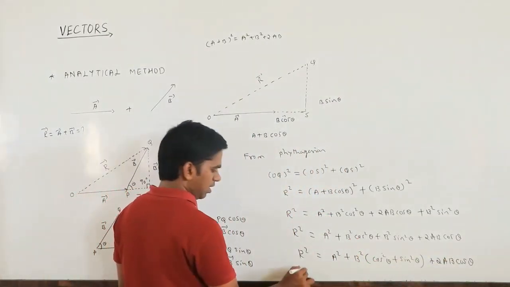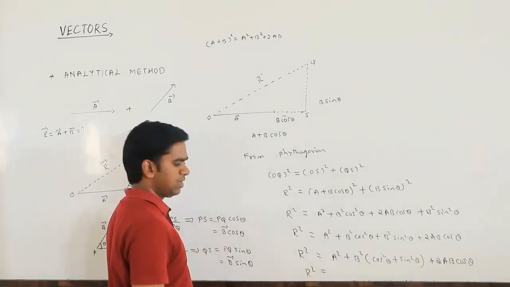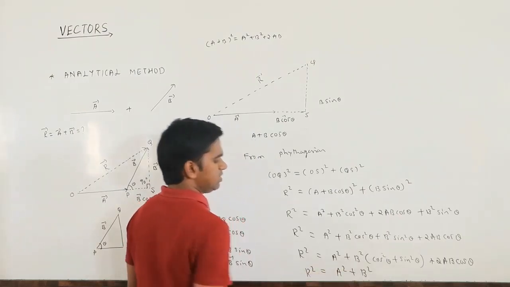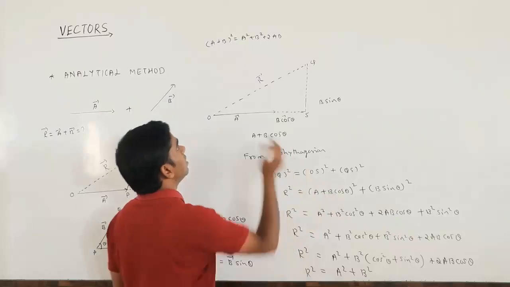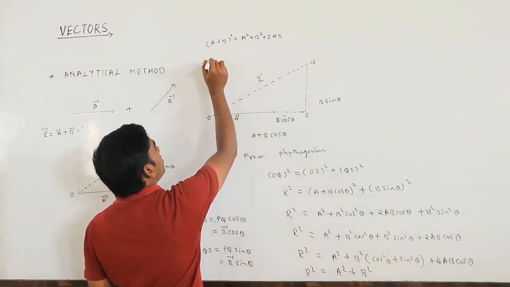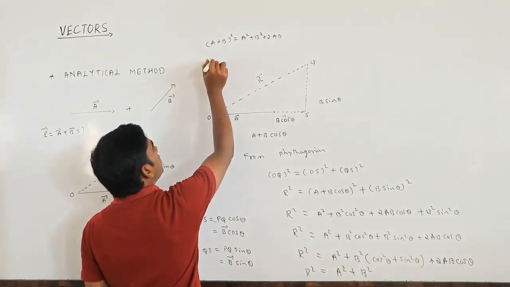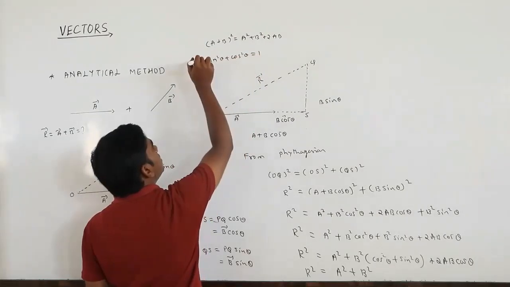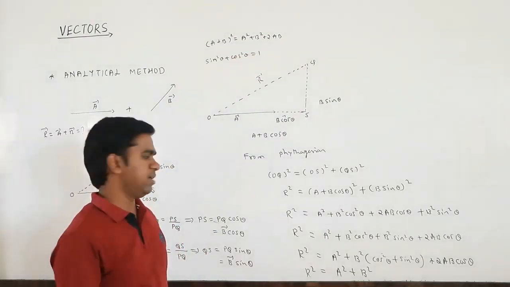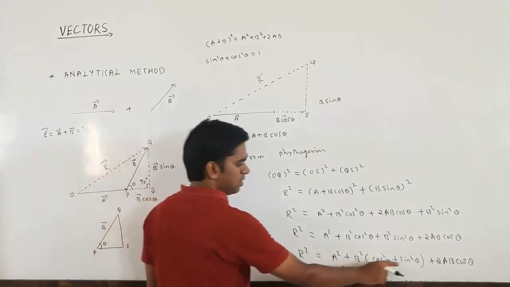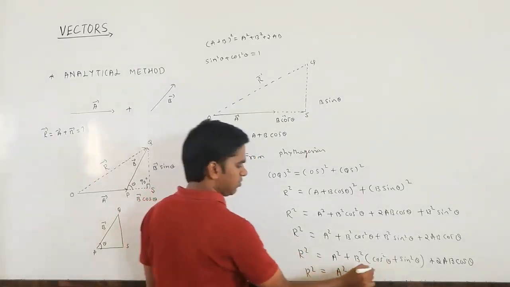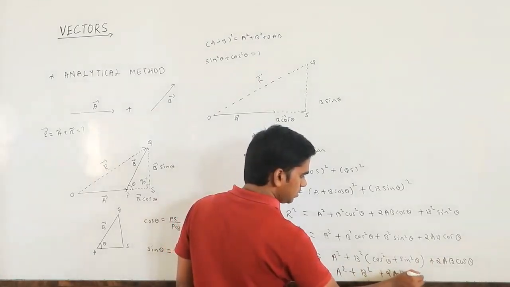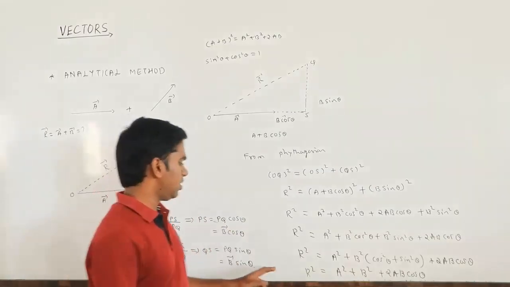So now R square is equals to A square plus B square, write as it is. What is cos square theta plus sin square theta? Anything you can say, sin square theta plus cos square theta is equals to 1. Remember this, you must have gone through this in your trigonometry. So cos square theta plus sin square theta will become 1. So no need to write 1. So plus write as it is 2AB cos theta. This is what your resultant.